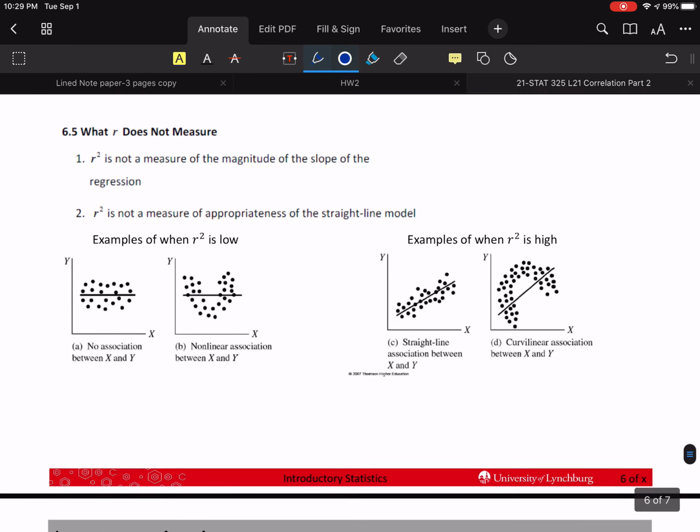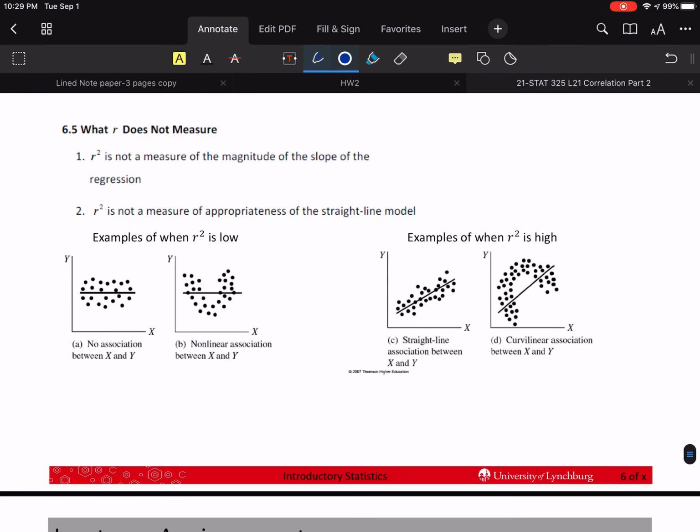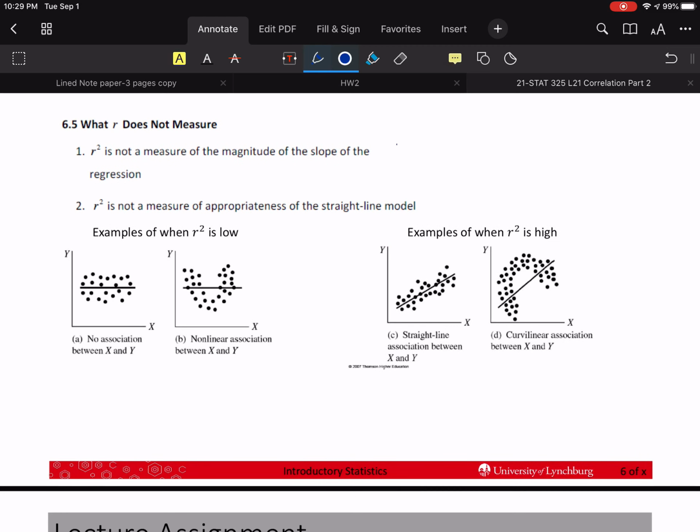Okay. Now let's talk about what r squared, what r does not measure. R squared is not a measure of the magnitude of the slope, right? Because the slope is r, s sub y over s sub x. So r squared doesn't really measure the slope. It's related to the slope, but it's really r and this quantity that measures that slope. It's not a measure of the appropriateness of the straight line model.